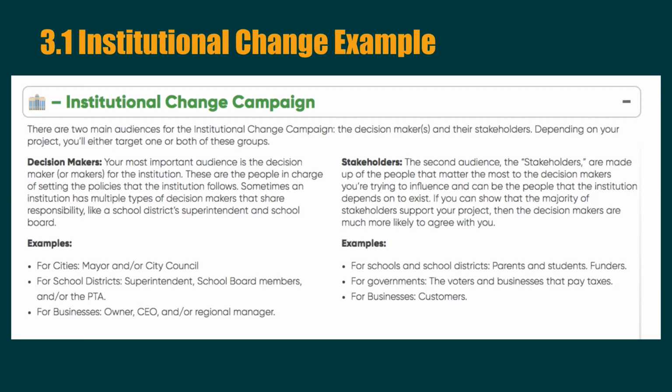The second target audience for an institutional change campaign would be the institution's shareholders, stakeholders. These are also the people that pay the institution's bills, for instance, or have some other influence over the decision makers. Students will be asking those folks, the stakeholders, to push the institution itself to make change, right? So these are the taxpayers, for instance, or the parents of a school, the customers of a business, or the employees of a business.